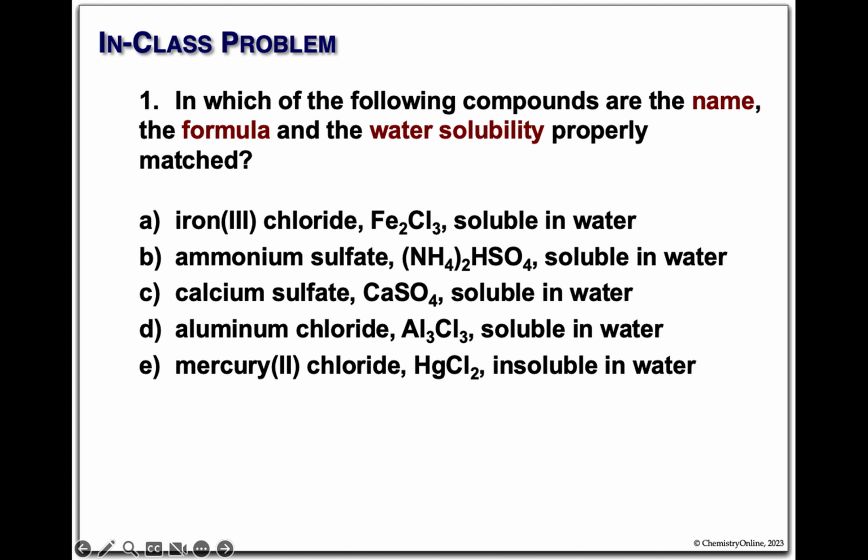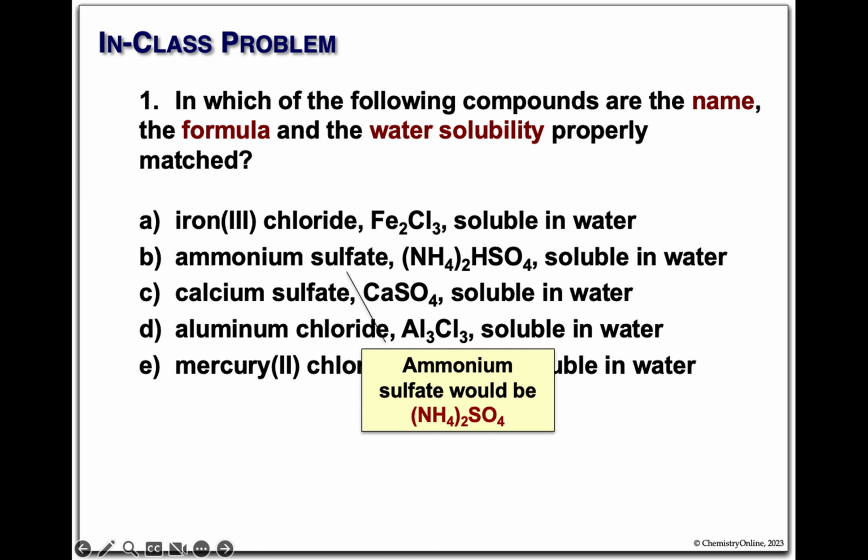Second one here, ammonium sulfate. Ammonium, polyatomic ion with a charge of +1. Sulfate, polyatomic ion with a charge of -2. We need 2 ammoniums for every sulfate. The problem here is that this isn't sulfate, is it? This is hydrogen sulfate. That would be a charge of -1. Ammonium sulfate should look like this, so this guy is wrong as well.